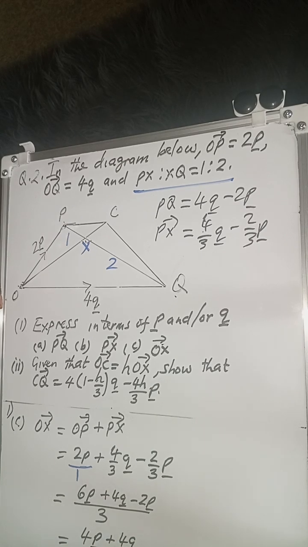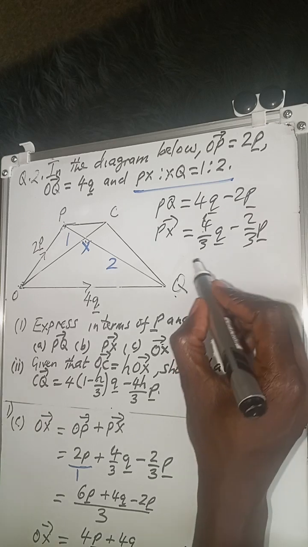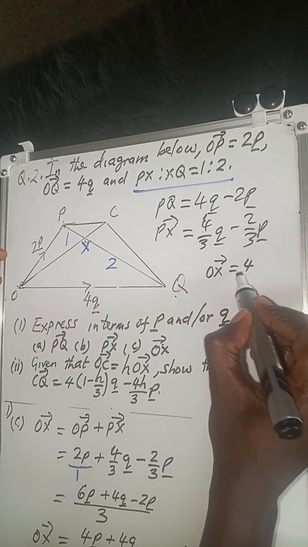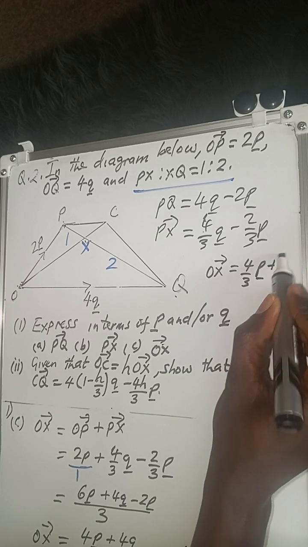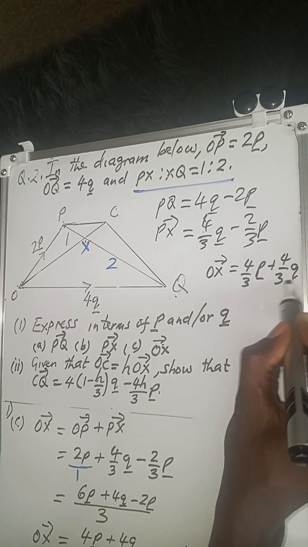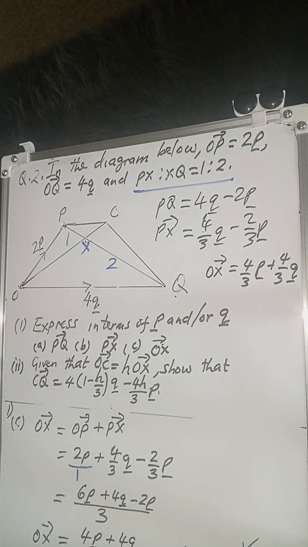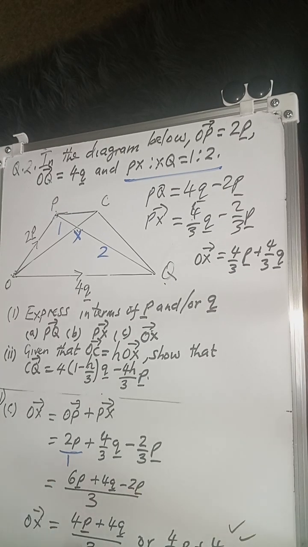So that's the idea that you're having there. So this, if you want, this is OX. Your OX can also be written, you can separate them and say 4 over 3 vector P plus 4 over 3 vector Q. So this is okay. You can also express it in this way. Actually, I love expressing it in this way because later on when you use it to show, it will be much easier. So I'll write my OX there as 4 over 3 vector P plus 4 over 3 vector Q. So that's what I'll write as my OX there. So this is the way you needed to have gone about it.